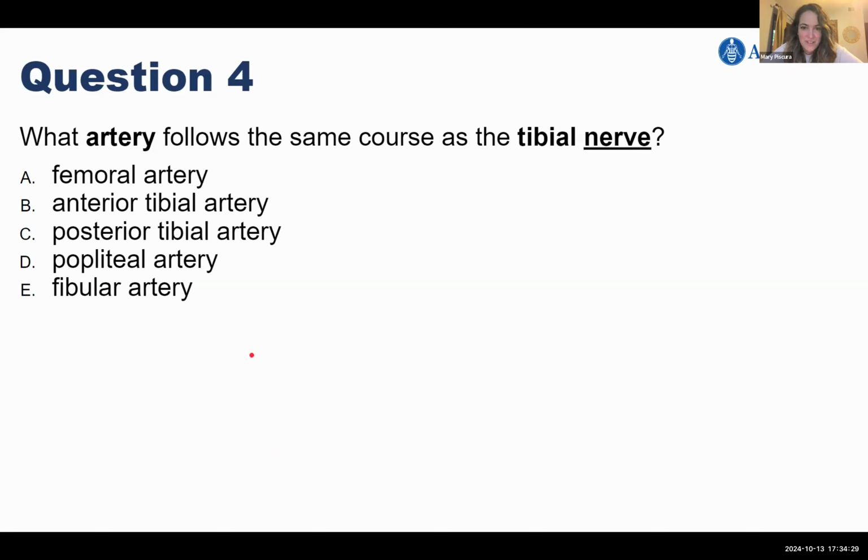Alrighty, and I'll close the poll in 5, 4, 3, 2, 1. All right, so yeah, it would be the posterior tibial artery. And again, the branching pattern in the lower leg is a little bit more complicated. But yes, the posterior tibial one's the tibial artery. Remember, the anterior tibial actually lines up with the fibular nerve. So that's again something to keep an eye out for. And yeah, femoral comes with femoral, and popliteal is just behind the knee.